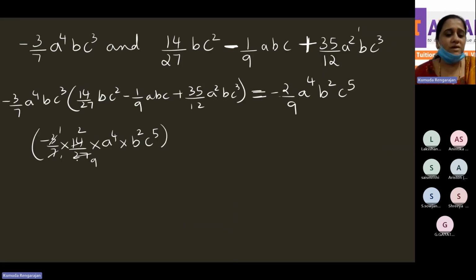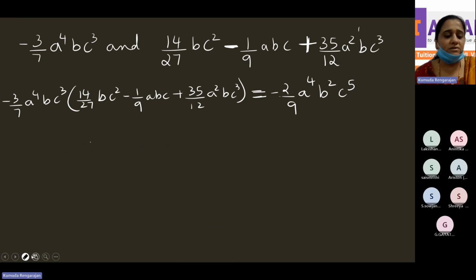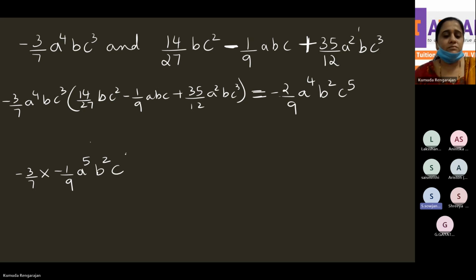Tell me the second one, Saujanya. Multiply the monomial with the second term in the bracket. Minus 3 by 7 into minus 1 by 9, into a to the power 5, b to the power 2, and then c to the power 4.